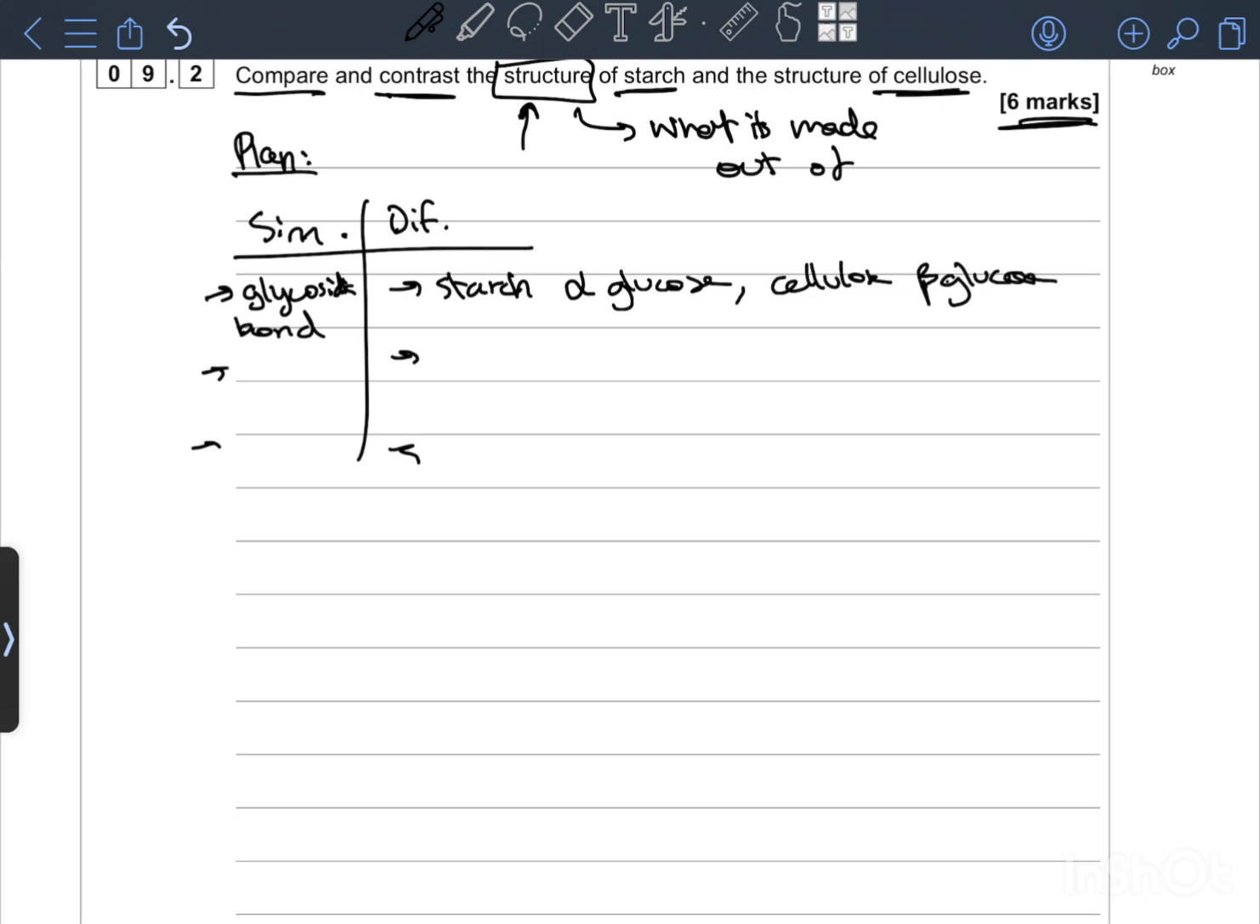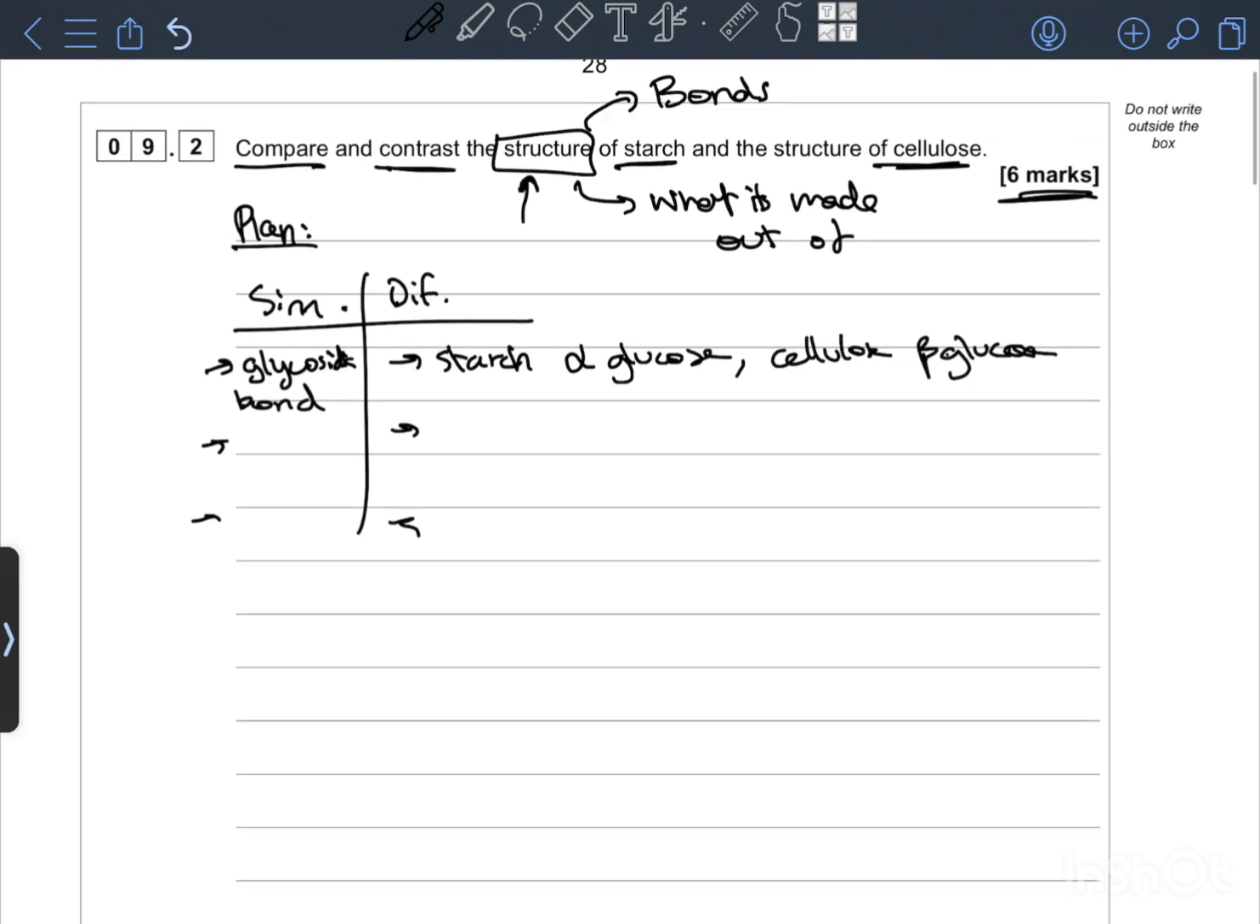Now for the next similarity, let's think about what they're made out of again. Oh, both of them are made out of C, H and O. So okay, that's another similarity. And now we thought about the bond, we thought about what it's made out of, and look at starch and cellulose again. Think about what they actually are. They are both polysaccharides. So that will give you a mark.